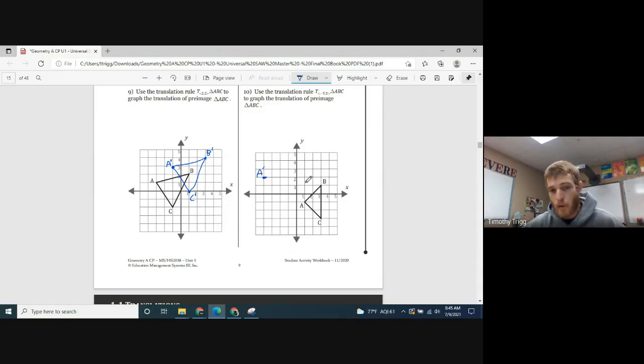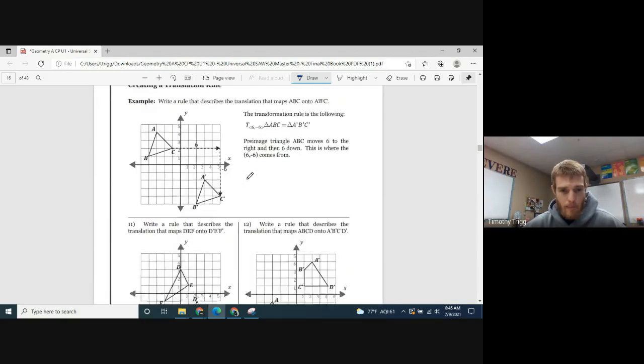See if you can find where B prime and C prime will be, and then create the image. Let's go ahead and pause the video and do that. Once you're done with that, let's move on to the next one.